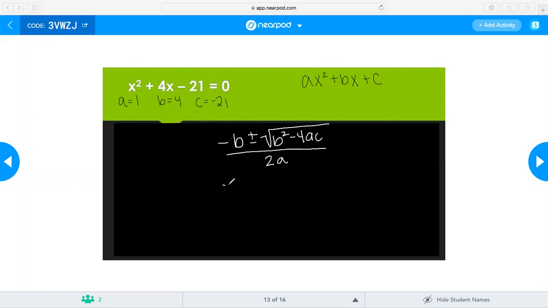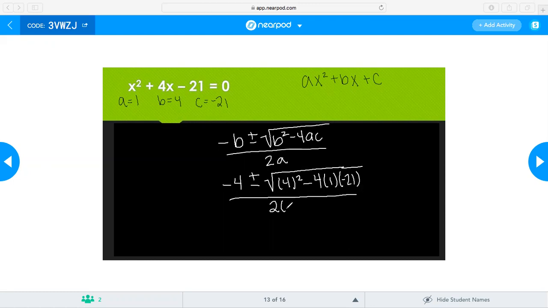Negative b, so that'd be negative 4 plus or minus the square root of 4 squared minus 4 times 1 times negative 21. Okay, hold on, let me pause because we're going a little fast. All we did was plug in the b, so that gave us 4 squared minus 4 times the a times the c, divided by 2 times 1. All I did here is plug in the a, b, and c.